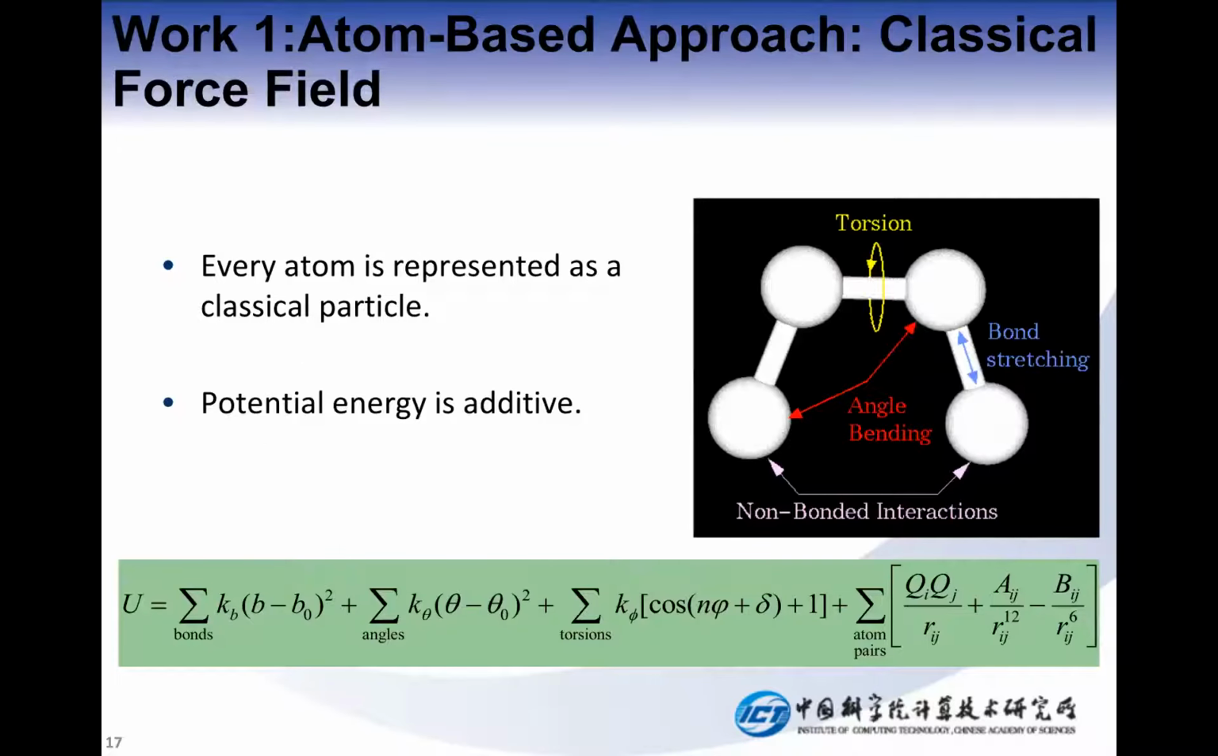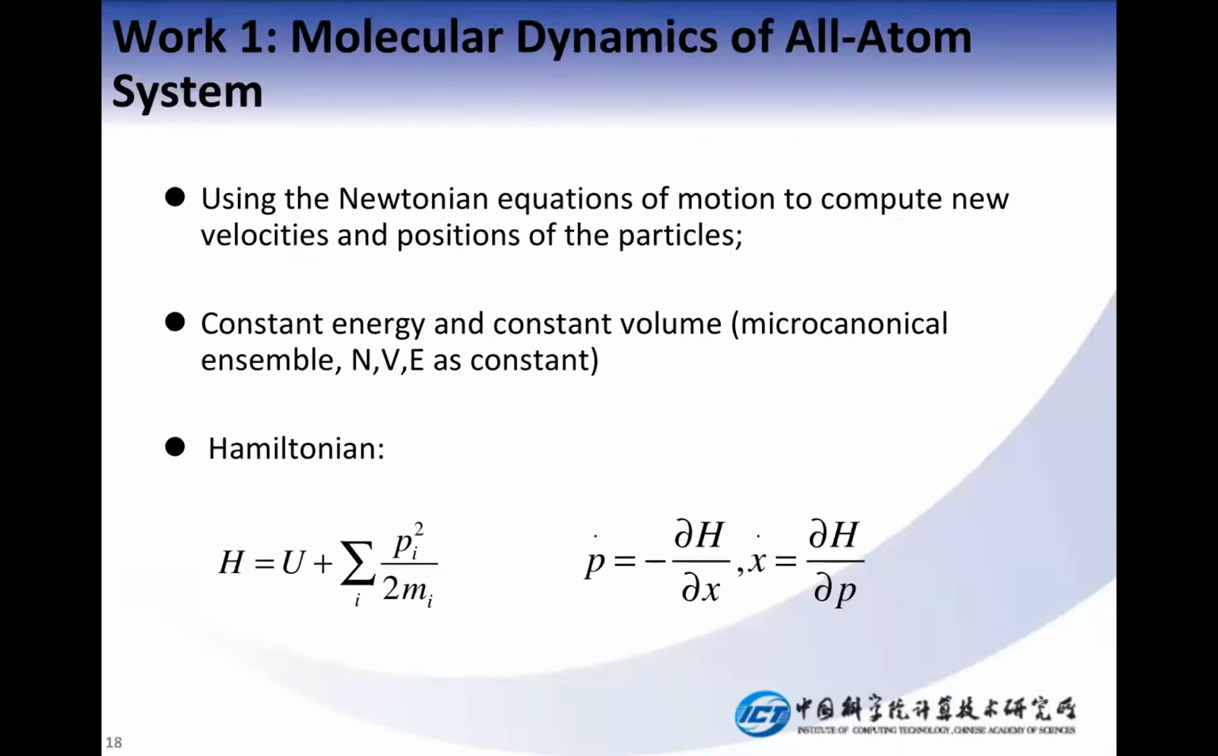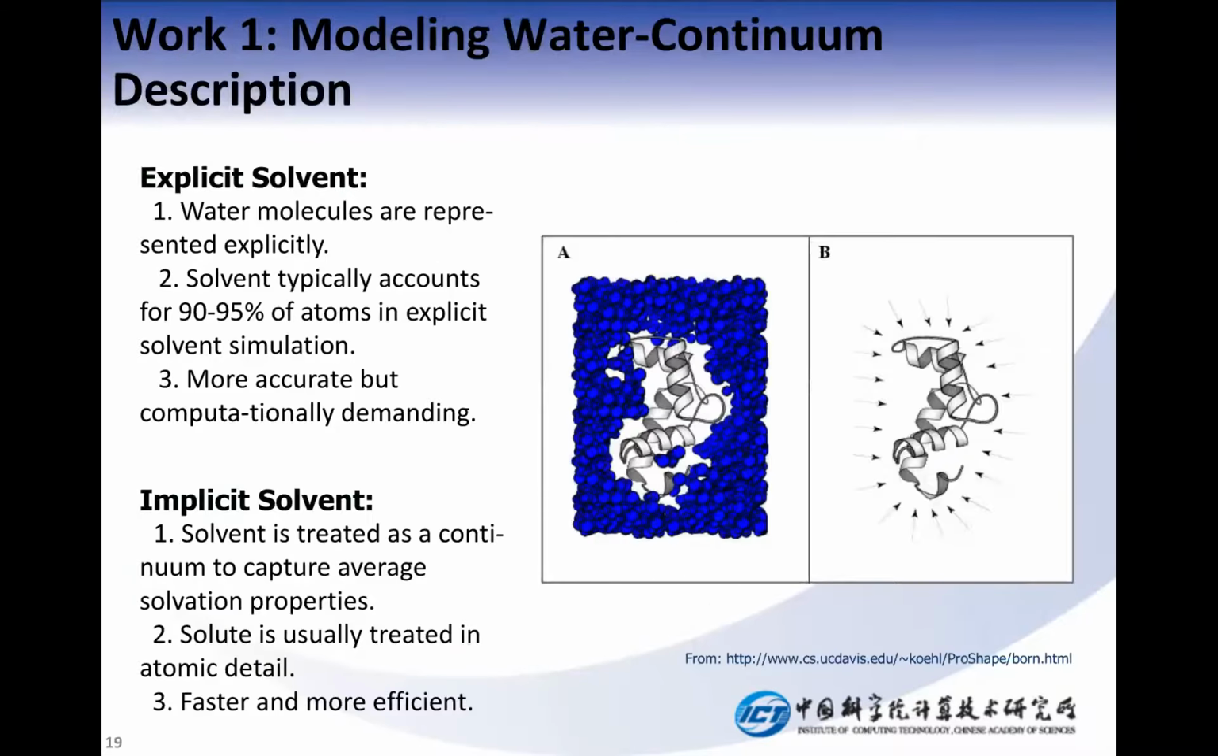For the MM part, we use the atom-based approach, which defines a classical force field. Every atom is represented as a classical particle, so the potential energy is additive, including bonds, angles, torsions, and atom pairs. After defining the force field, we can use the Newtonian equations of motion to compute the new velocities and positions of the particles. For example, for a microcanonical system, we can simply compute the Hamiltonian and use it to update the position and the velocity. And the continuum description is widely used in modeling water.